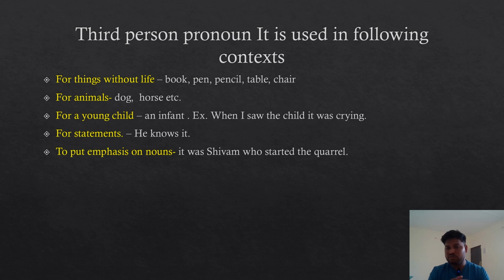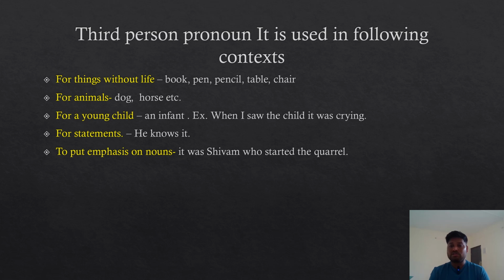For animals also we use the third person. For a young child also, and suppose for an infant you won't be using different pronouns. If it is a boy, you can't use he or him. You cannot use she or her. You will have to use it, because for a child who is newly born or an infant, you will have to use it in order to refer to the child. When I saw the child, it was crying.